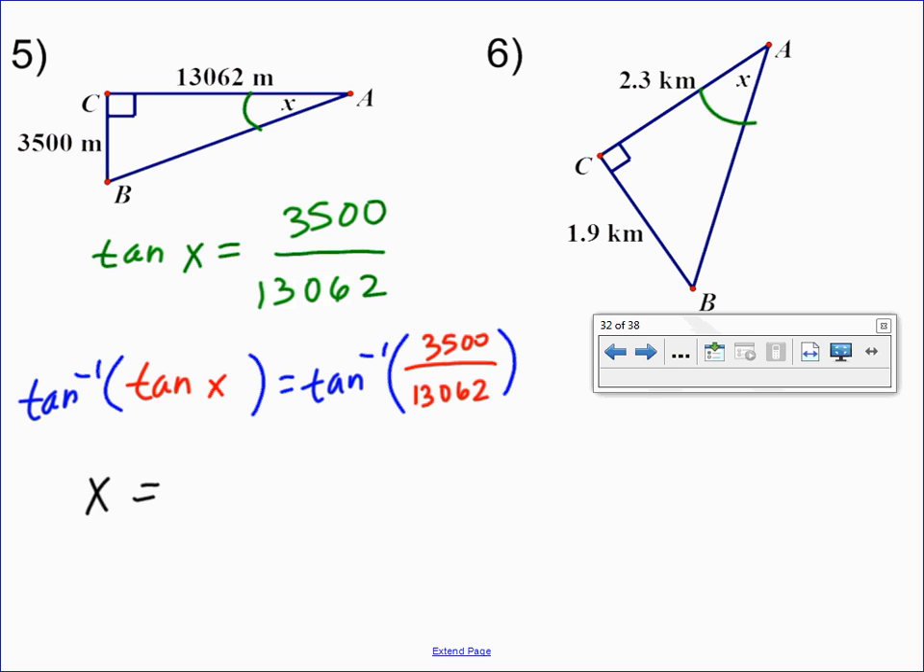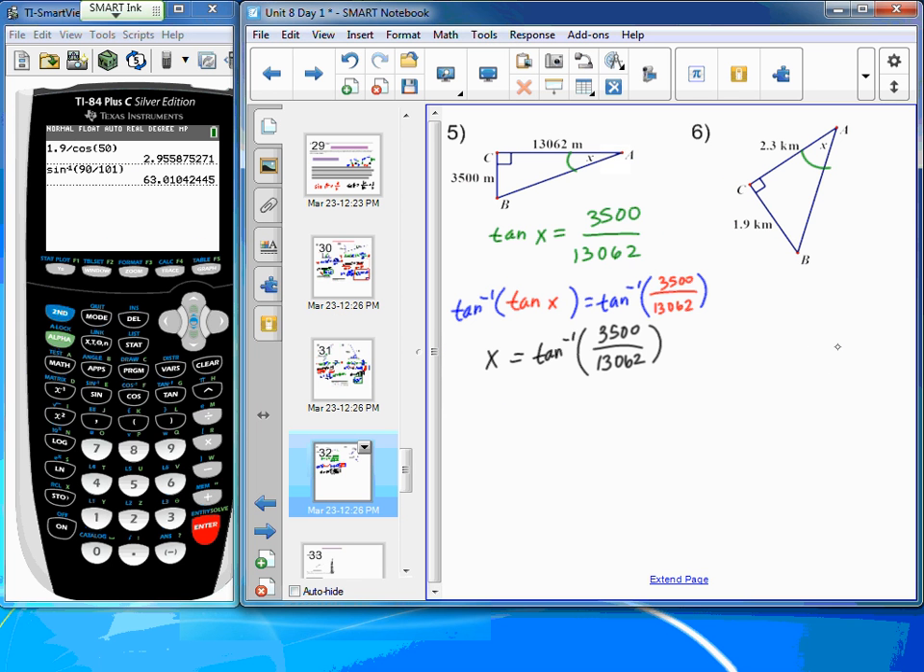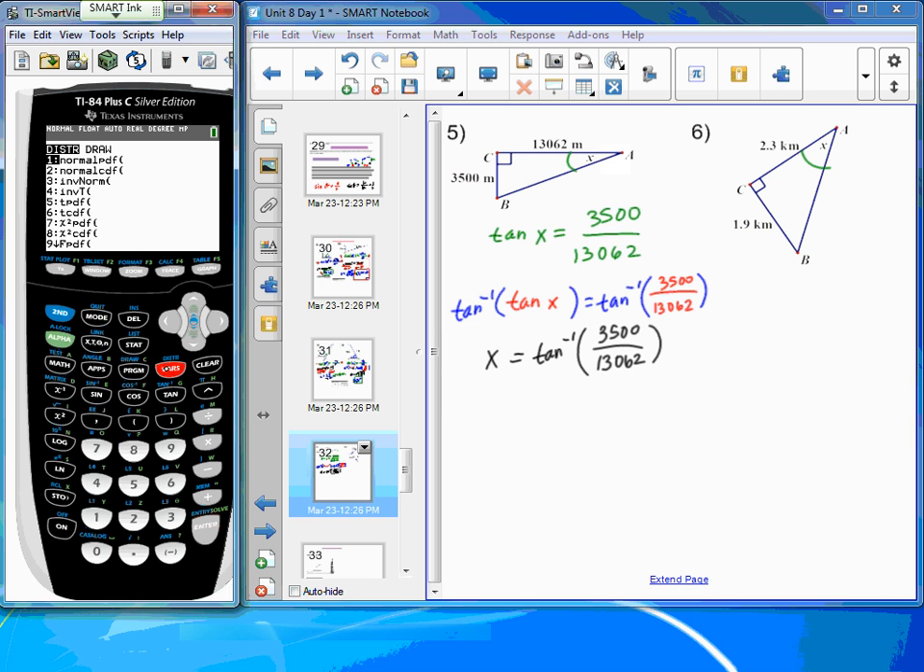What's the inverse tangent of 3,500 over 13,062? I don't know. I'm going to go to the calculator and get a decimal approximation. We're going to figure out what that missing angle is. So to the graphers, inverse tangent is second tangent, then 3,500 divided by 13,062, close input, about 15 degrees, nice.